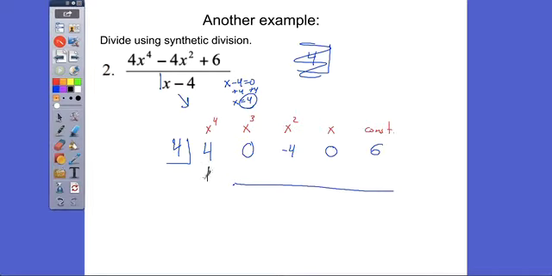So we start by bringing down this leading term, 4, and we're going to take these two and multiply, and put the result right here. That equals 16. Now we add these two. So 0 plus 16 is 16. And we perform our multiplication again. 4 times 16 now, multiply. The result goes right there. 4 times 16 is 16 times 2 again, that'd be 64.